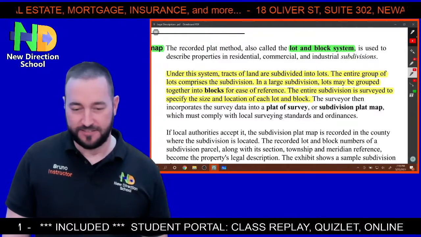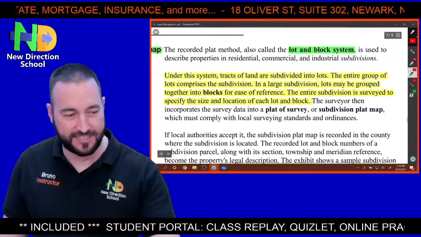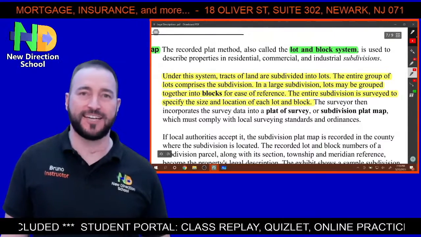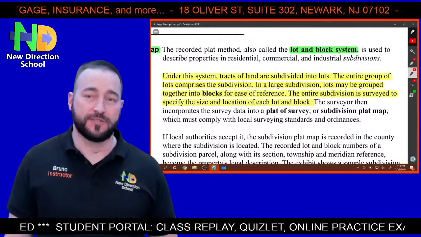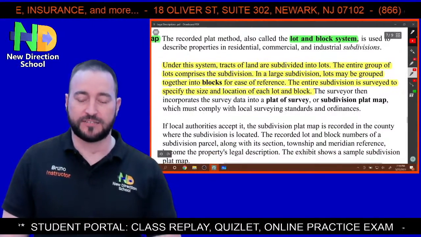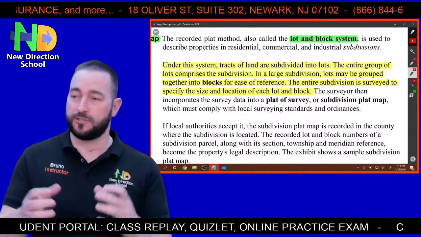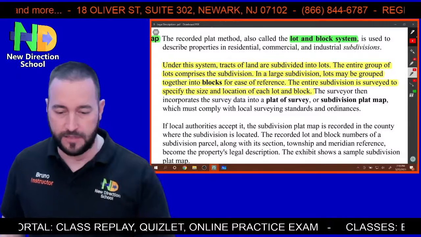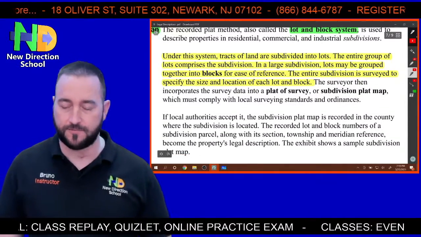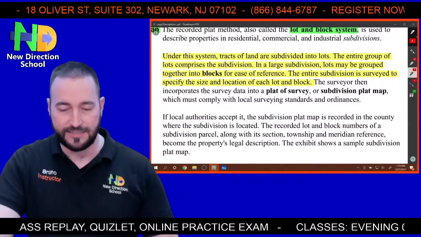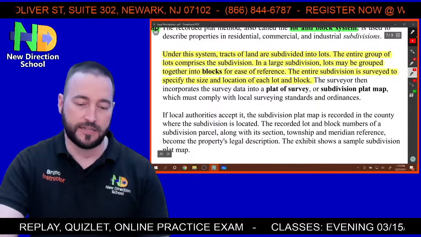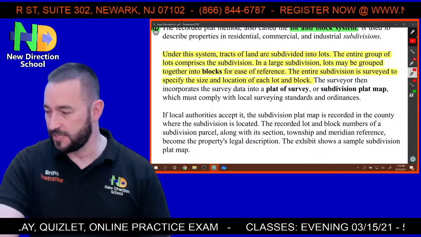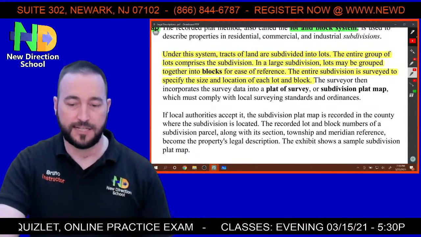What do we have here? So lots and lots. So under this system, tracts of land are subdivided into lots, and the entire group of lots comprises a subdivision. So when there's more than one lot, that's a subdivision. In a large subdivision, lots may be grouped into blocks for ease of reference. The entire subdivision is surveyed to specify size and location of each lot and block.